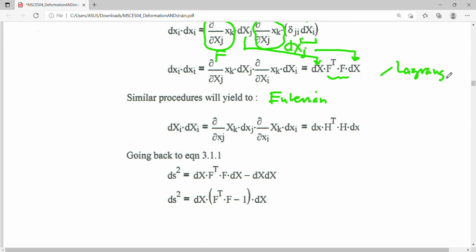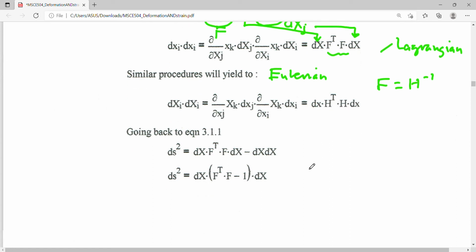Lagrangian description, so a similar process will yield this one. Okay, so what will only change is of course the position of the capital X and the small letter x there, such that this becomes simply, we know that F is the inverse. Okay, F is equal to h to the negative 1. So this simply becomes dx h transpose h dx.